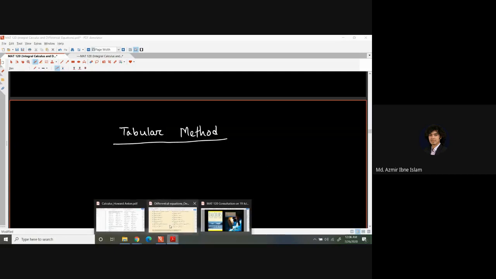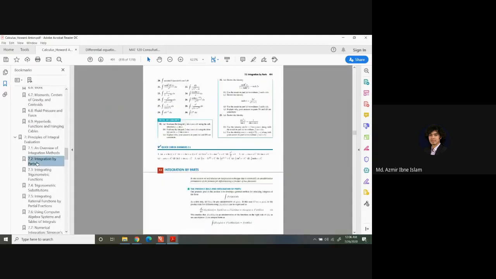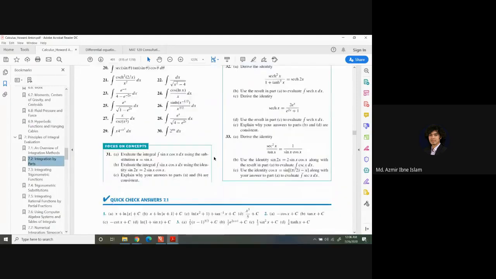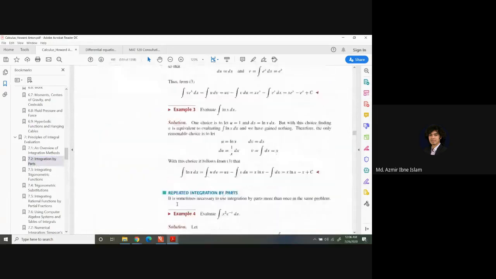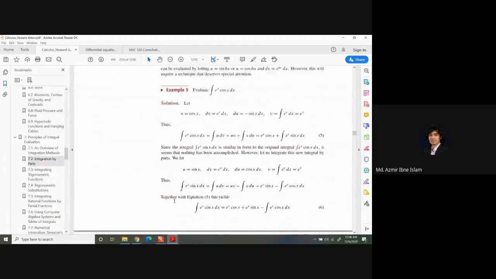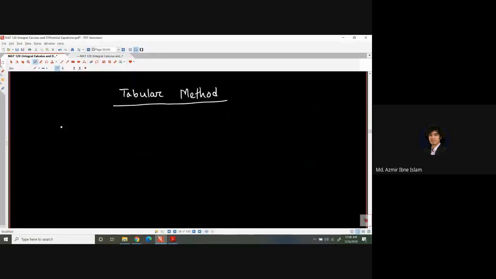So we are going to discuss the tabular method for now. You will find the concept in section 7.2, that is integration. Besides integration by parts, you can see the tabular method here. Okay, so you can see that we have a function p(x) times f(x). I'm not going with this one. Let's come to here. Again, here we have the integral of u times v dx.